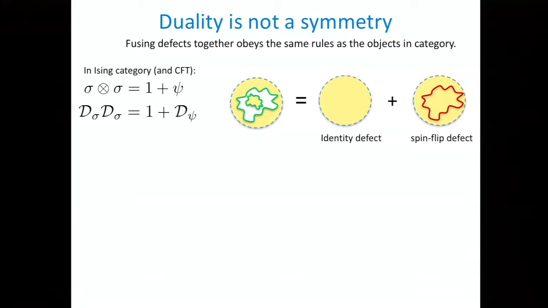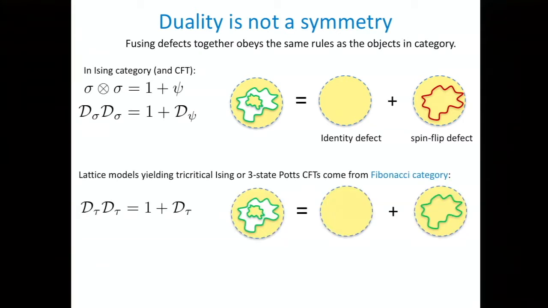Anyway, so again, you fuse two defects together. What happens now is if I take two defects like that and fuse them together, you get the identity defect, and the spin flip defect. The pointer seems to be unhappy, but anyway, the identity defect and the spin flip defect.